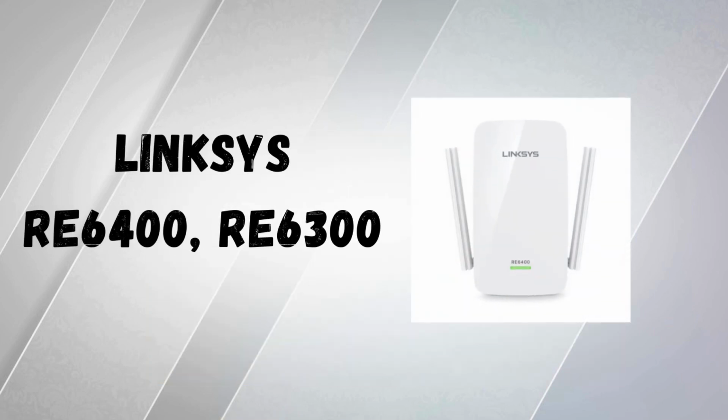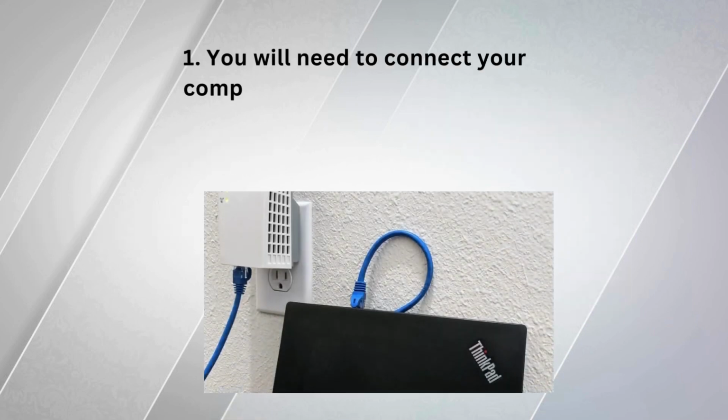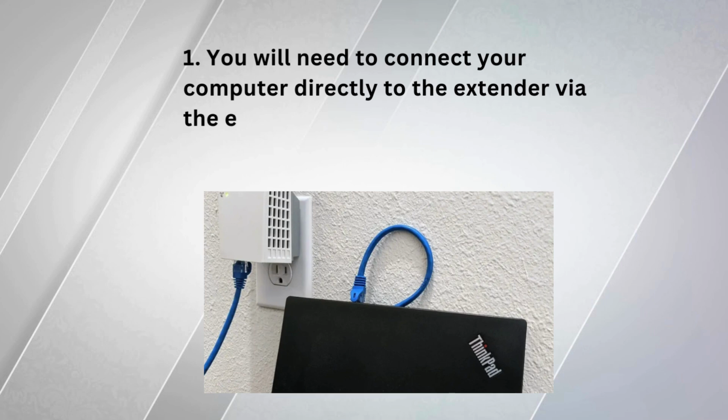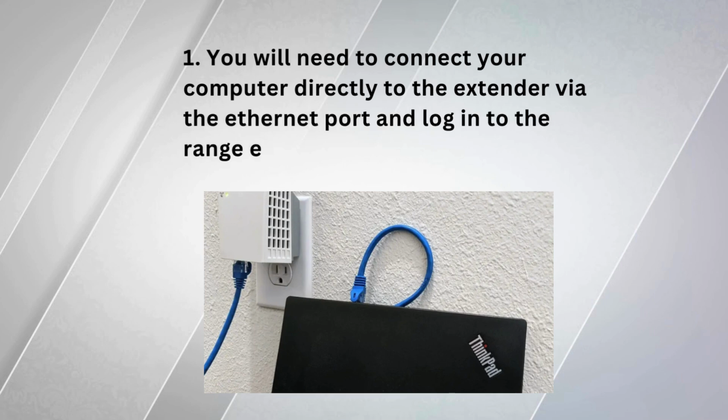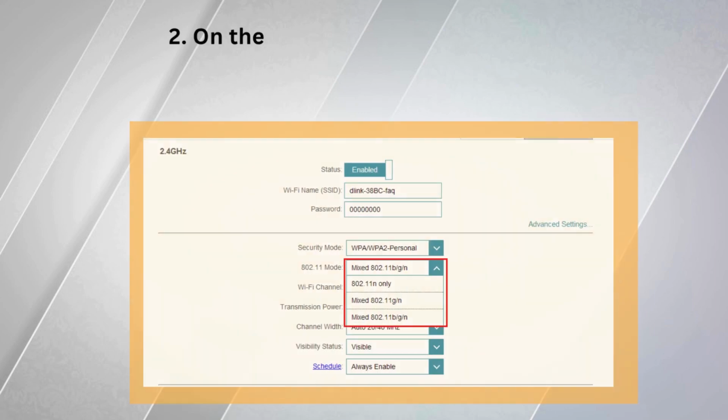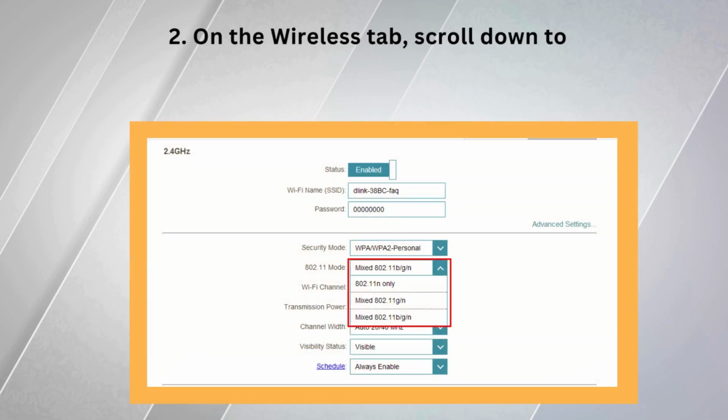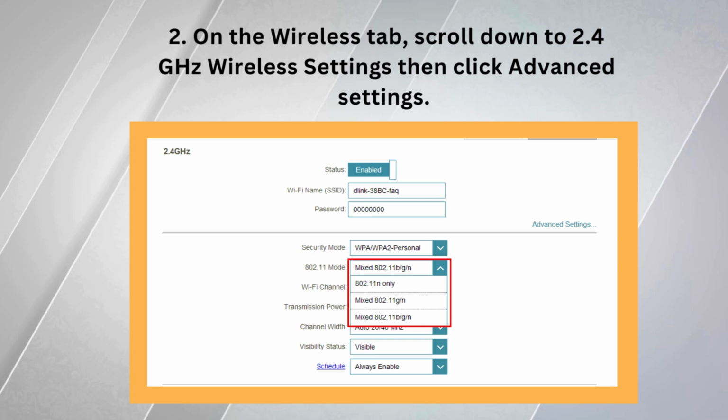Linksys RE6400, RE6300. 1. You will need to connect your computer directly to the extender via the Ethernet port and log into the range extender's web interface. 2. On the Wireless tab, scroll down to 2.4 GHz wireless settings, then click Advanced Settings.